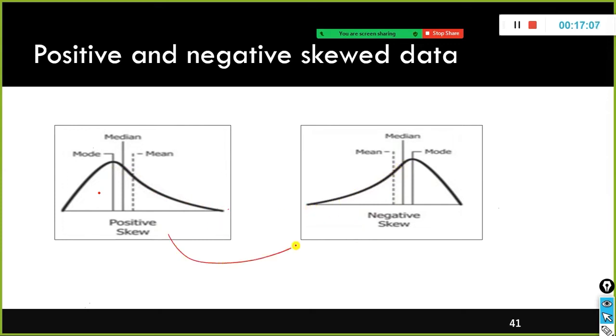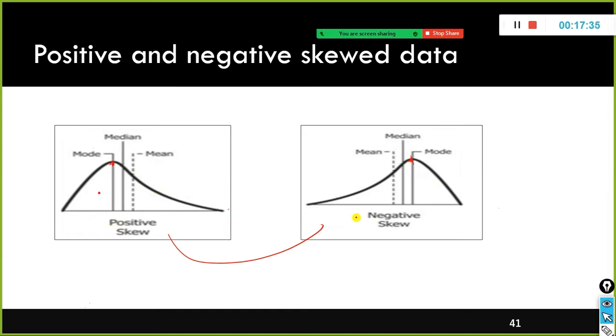In both the cases, if you notice one thing, the tallest one, this is the peak, your mode. Here also the peak is the mode, and the mean gets dragged outward. Here also the mean got dragged outward, but in this case, since it's negative skew, the mean got dragged towards the left side, whereas here it is the right side. Very simple, right? Remember this.